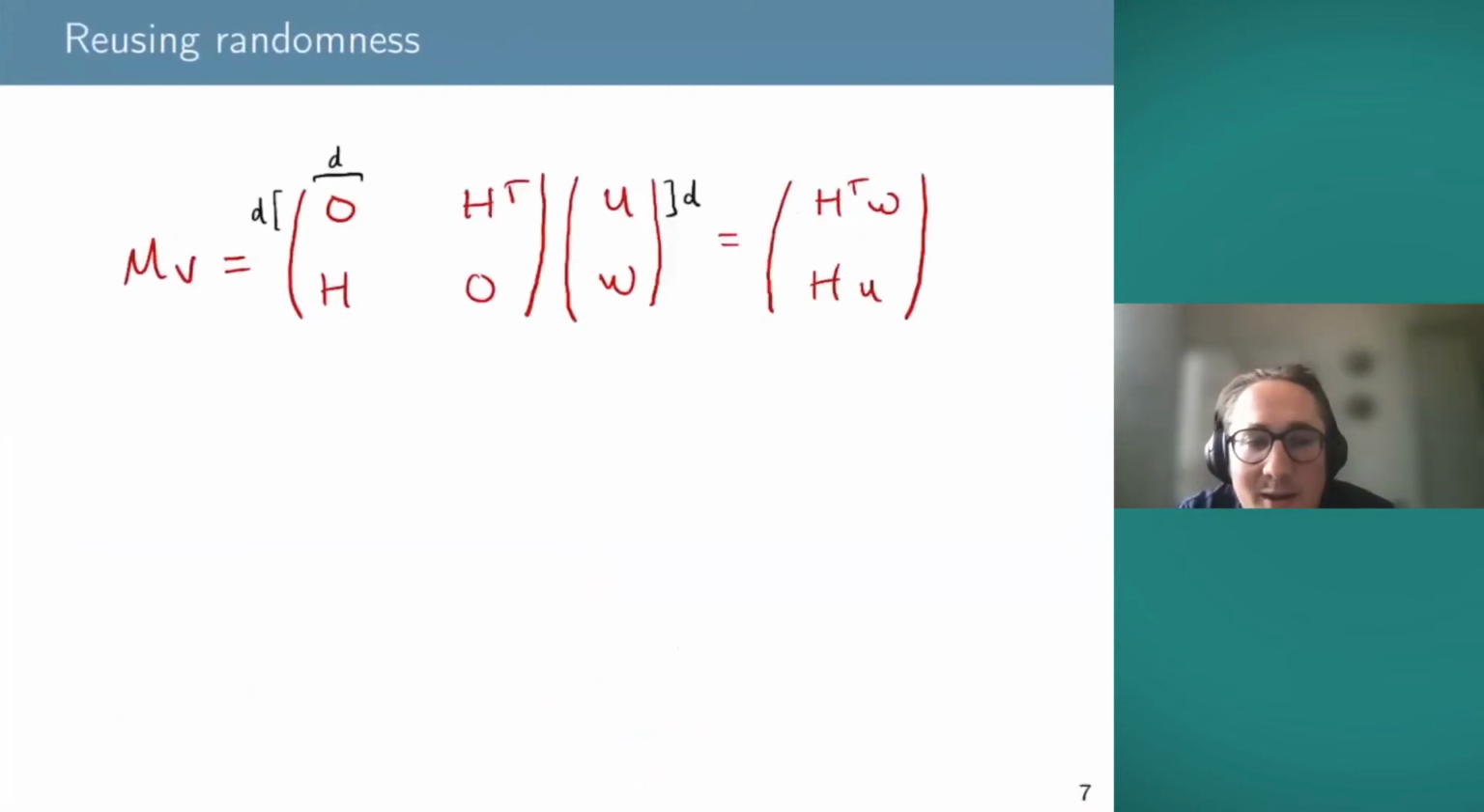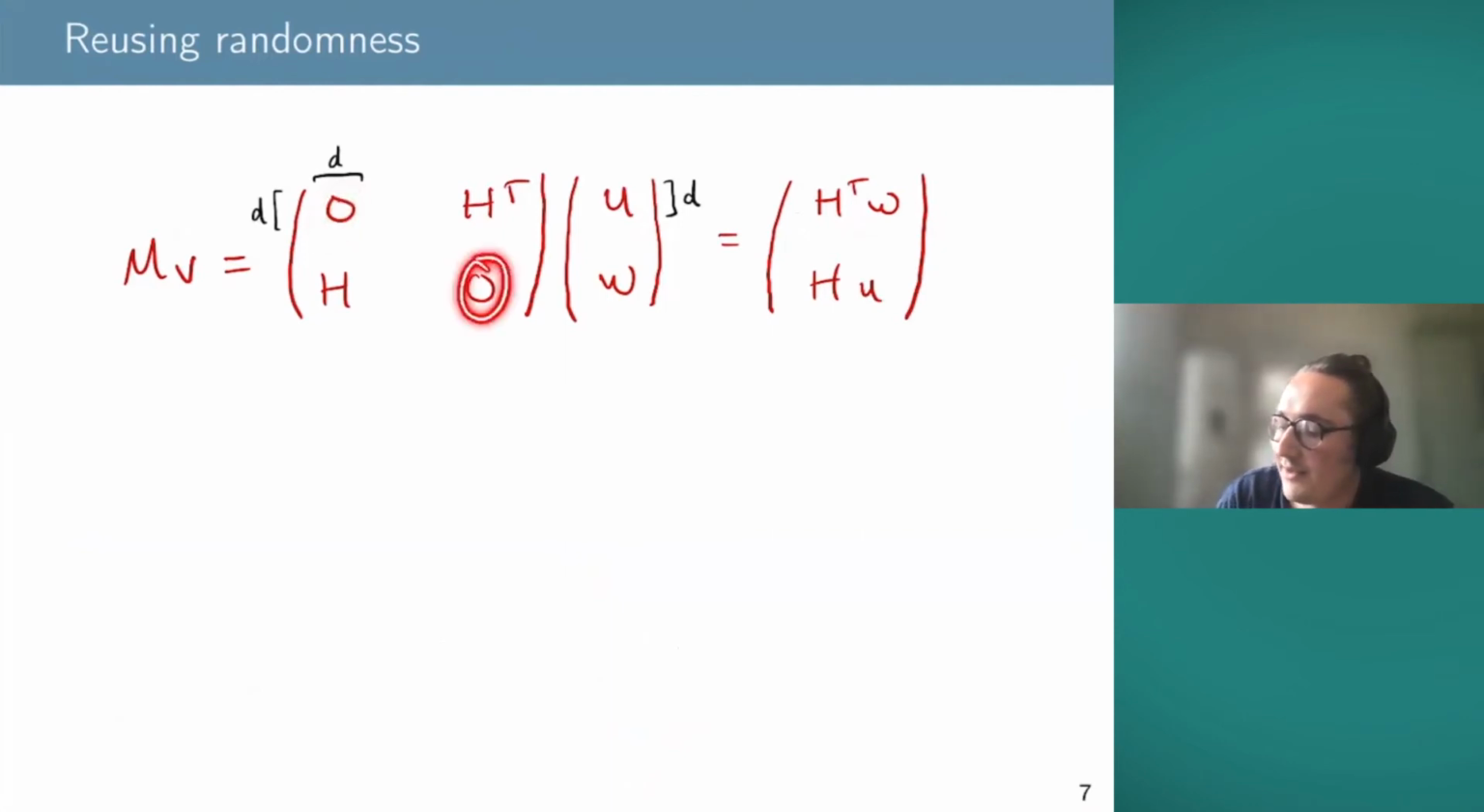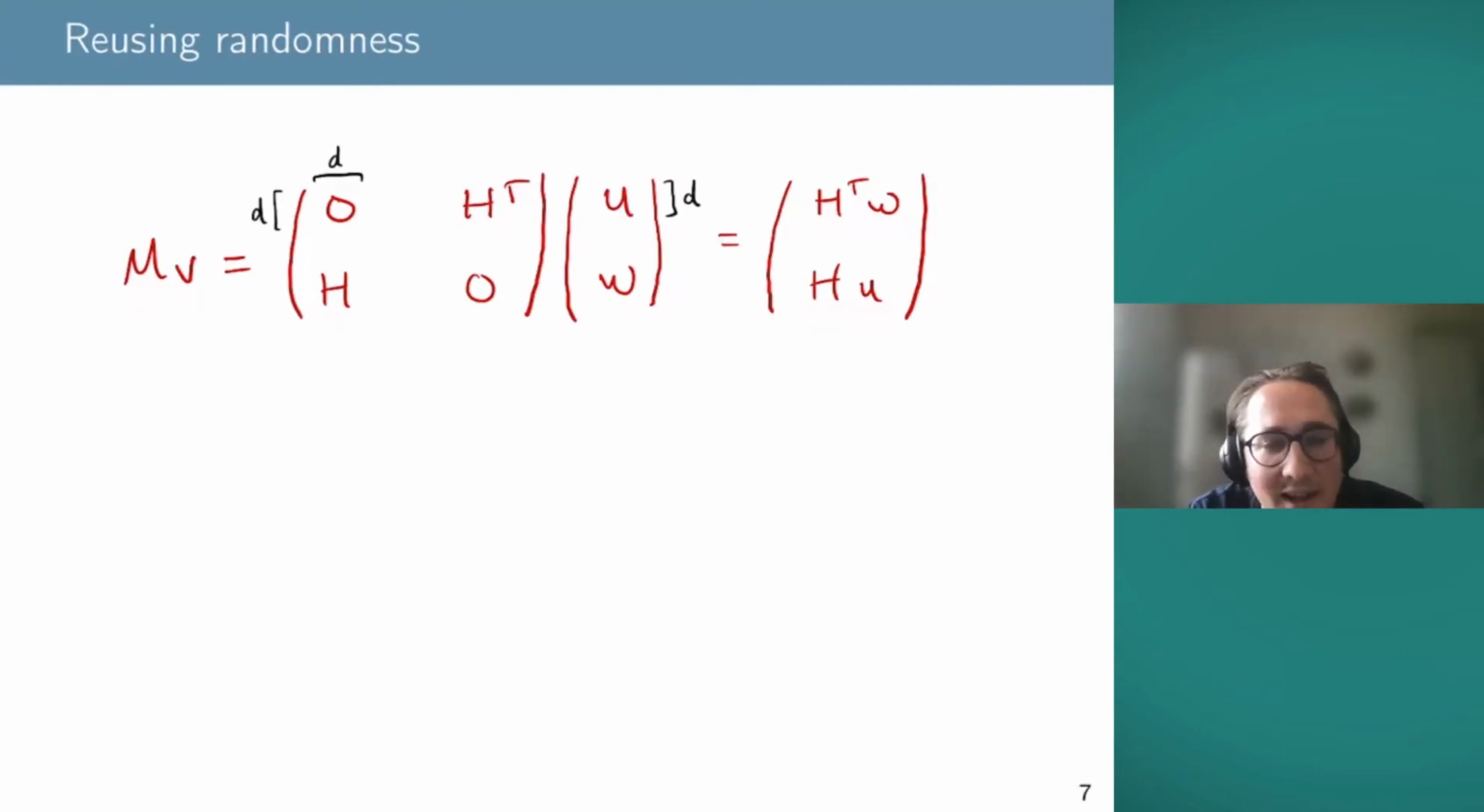Before we do that, though, let's take a couple of steps back and remember what M is and what this event MV equals 0 means. Remember, M is this matrix where I've zeroed out the top left d by d and the bottom right n minus d by n minus d, and I have this lazy matrix H over here. Let me split V up into U and W, U being just the first d coordinates of V and W being the rest. Then I can just write MV as H transpose times W on top of HU. So just something trivial here.